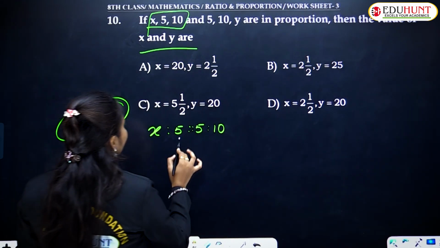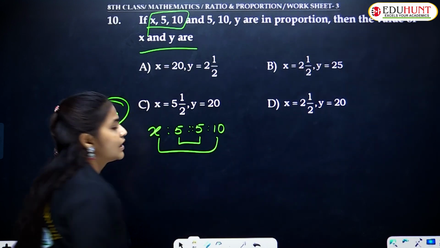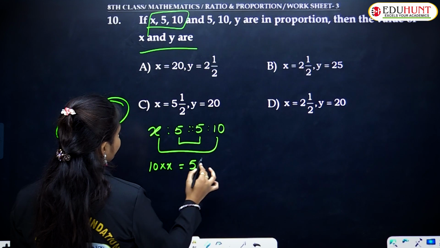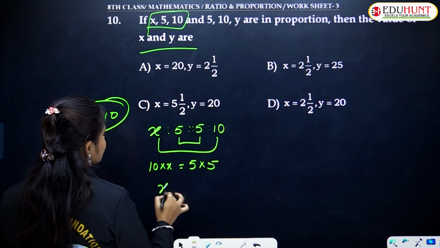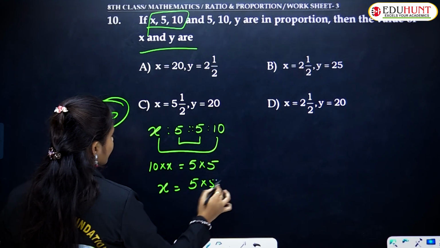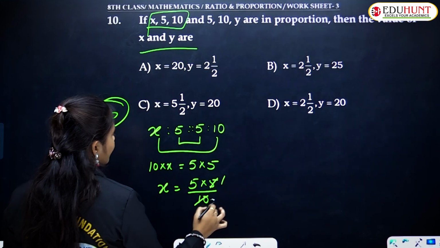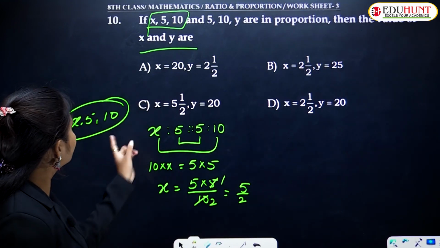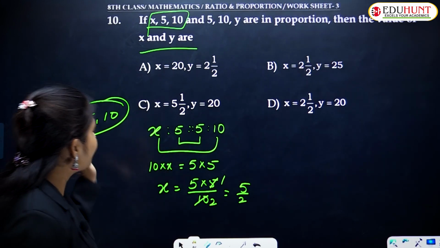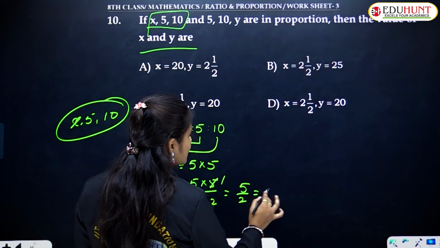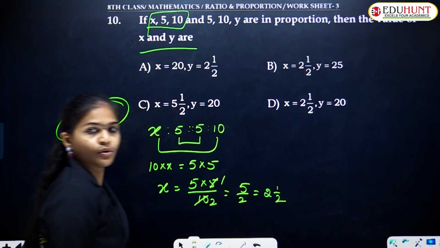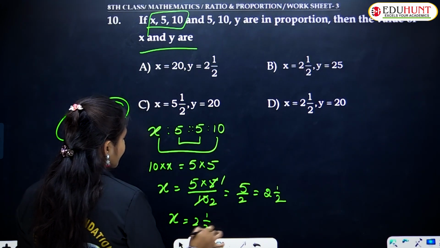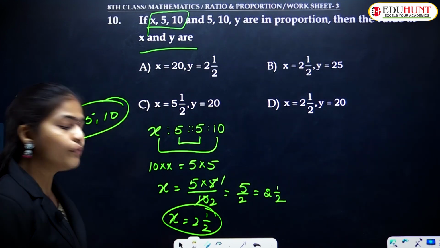So here 5 square is equal to 10 into X. So 10 into X is equal to 5 into 5. From this, X is equal to 5 into 5 by 10. 5 ones are 5, 5 twos are 10, which is equal to 5 by 2. Okay, 5 by 2, and here they have given it in mixed fraction, no? So we can write this as 2 and 1 by 2. What is the value of X here? X is equal to 2 and 1 by 2.